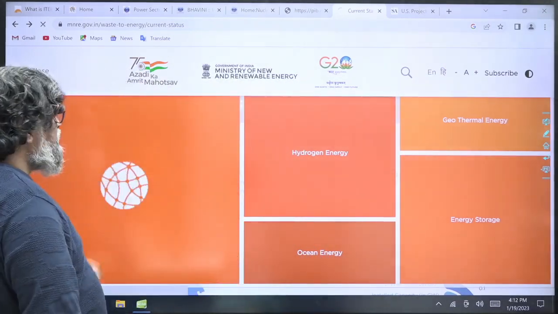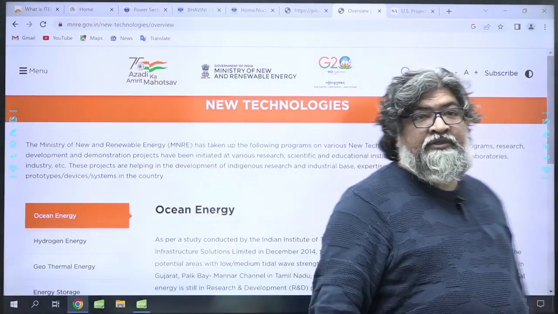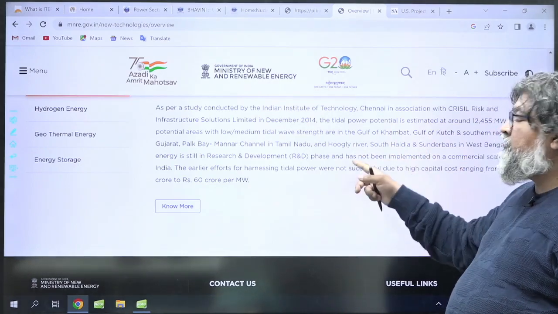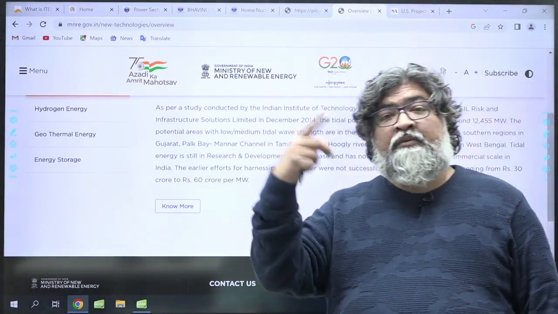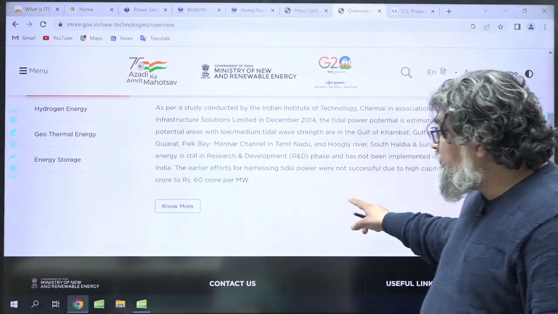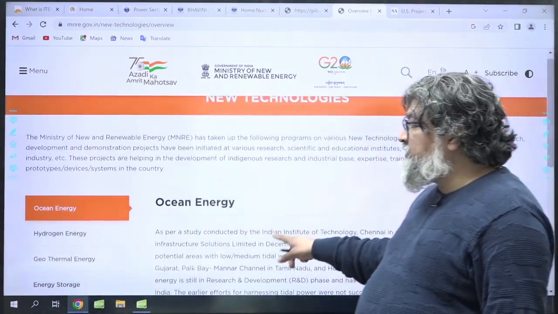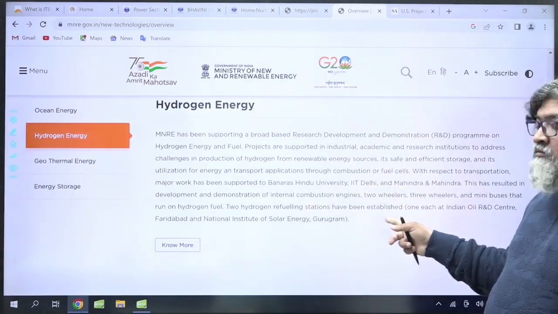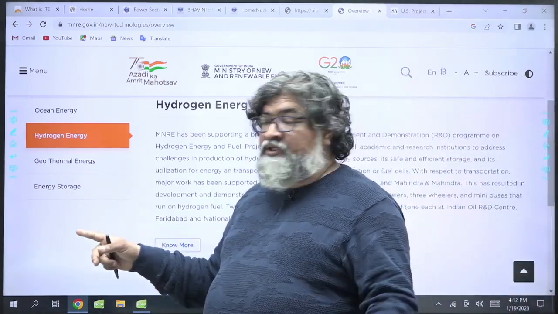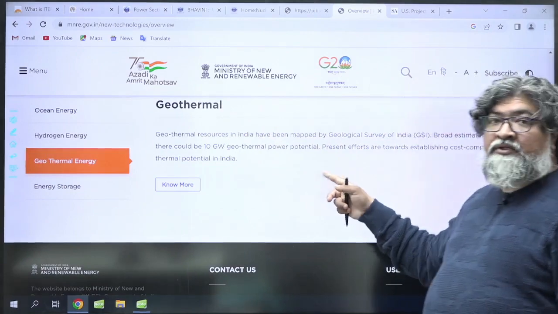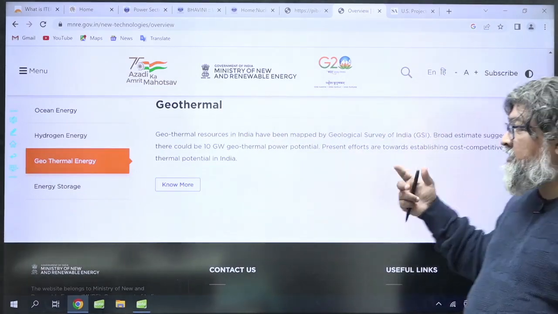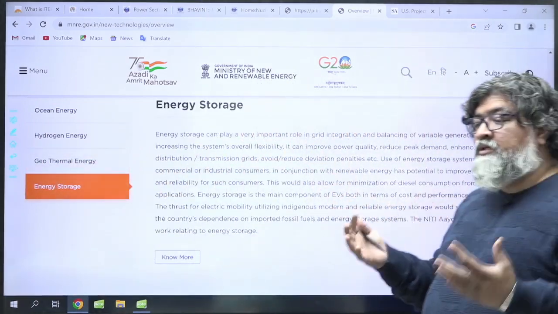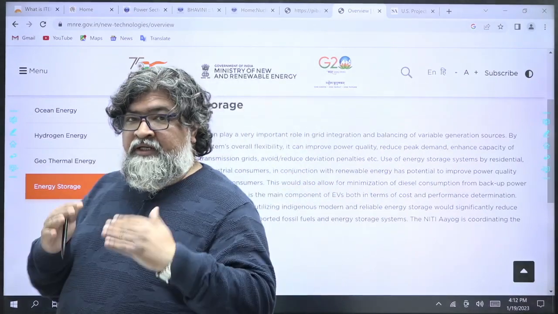If we take the overview of new technology here, all the programs are there. Palk Strait, Gulf of Mannar, Tamil Nadu, then Sundarban Delta, Hooghly River, then coming to Gujarat, Kutch and Khambat, is all given here. This is what is mentioned here. Hydrogen energy, storage, hydrogen fuel cell, and all this R&D part. Then hydrogen CNG, geothermal energy, 10 gigawatt geothermal power, and one more potential site, as I said, that is Ladakh.